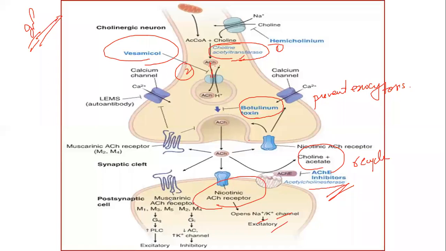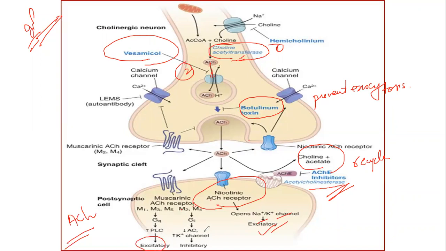The other one is the muscarinic ACh receptor. So for both nicotinic and muscarinic, the ligand is acetylcholine only. Okay, but the only difference is how and what kind of channels are getting opened up. So if it binds to the nicotinic receptor, then it is excitatory. Okay? If it binds to muscarinic and activates phospholipase C, then it is excitatory.